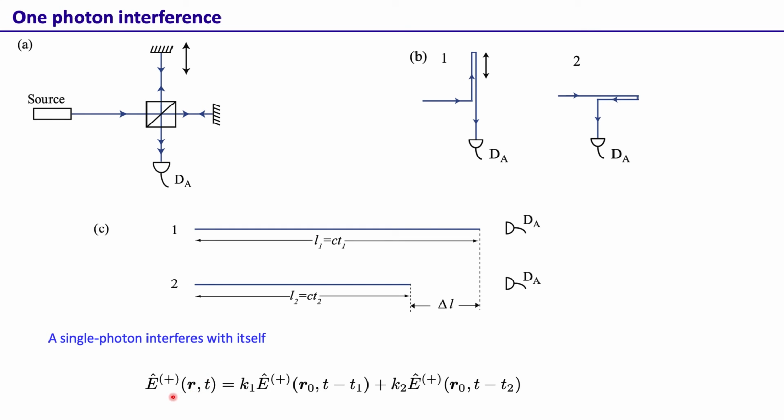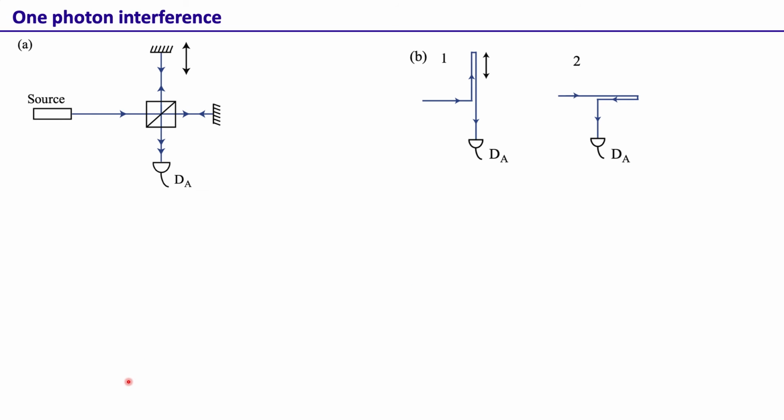As far as doing the math, we calculate the E plus operator at the detector. This we can represent in terms of the electric field operators at time t minus t1 and at time t minus t2, because what comes through this one takes the field at t minus t1, and what comes through this one has the field at t minus t2. Again, this is very similar to what we did for the classical interference.